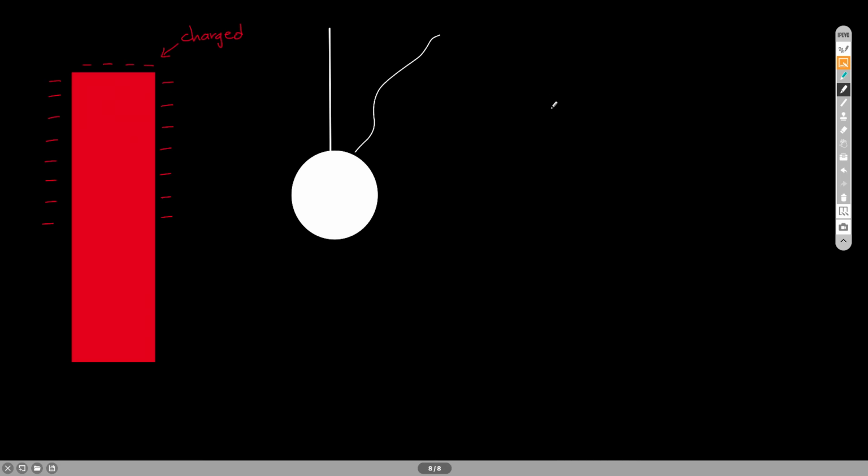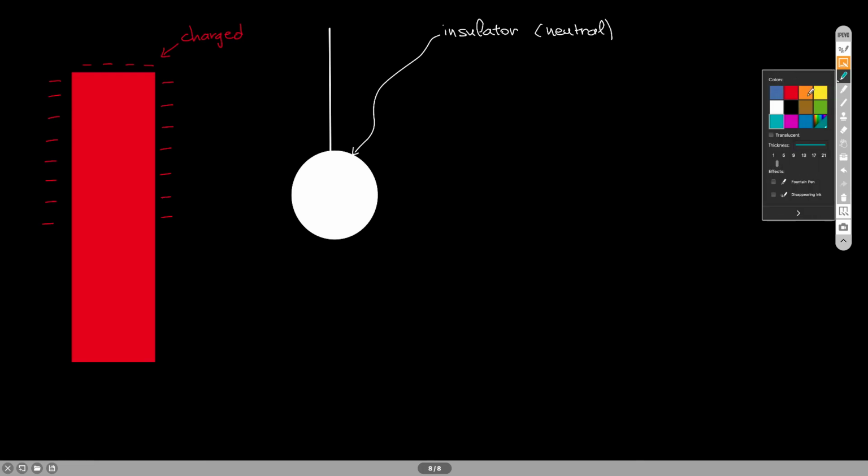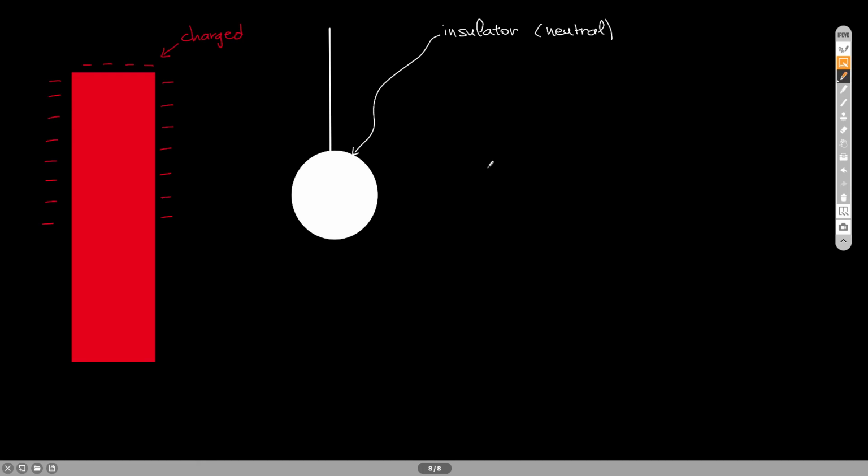In this video, I will show you what happens when you bring a charged object near an insulator. So this is a sphere made from an insulating material that is neutral. Now, an insulator is an object where we do not have any electrons free to move around.